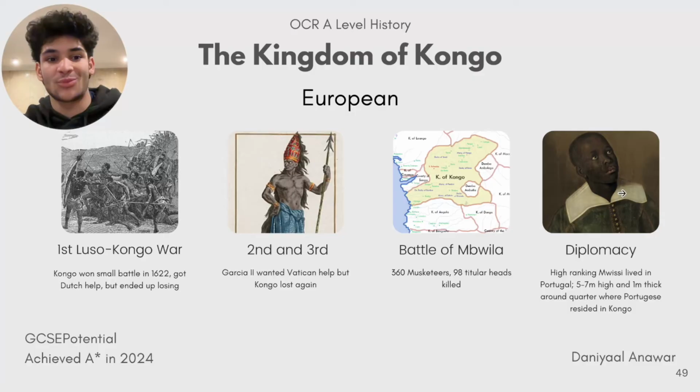In the second war, Garcia II wanted help from the Vatican. The King of Kongo at the time tried to enlist a lot of help from different countries, and even the Dutch. But unfortunately, they lost again. And the second one wasn't that bad, but the third one, they really ripped them to shreds. Portugal was like, I've had enough.